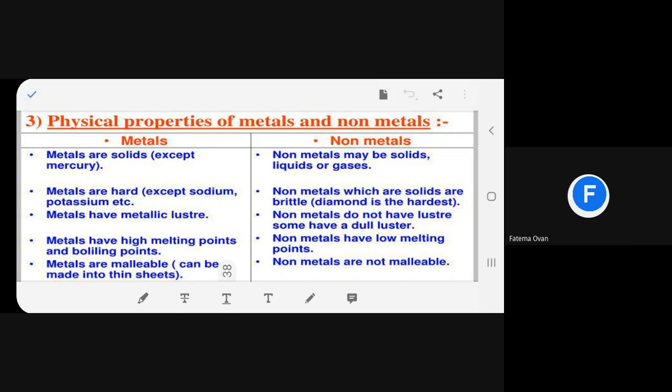You understand, isn't it? Metals are solids except mercury. That means metals are solids, but you have mercury, which is liquid. And non-metals can be any type. They can be solid, they can be liquid, they can be gases as well. Understood this much? Yes, ma'am.